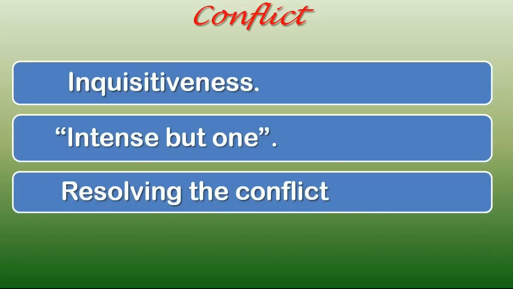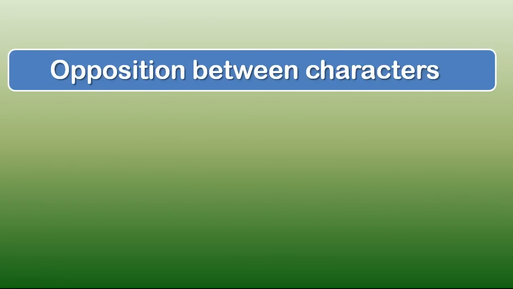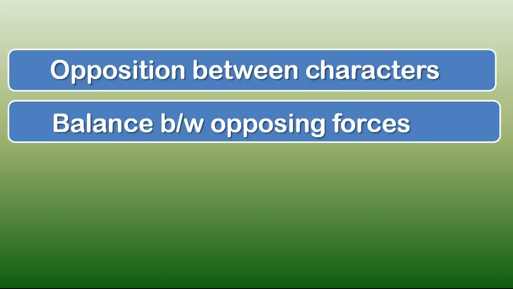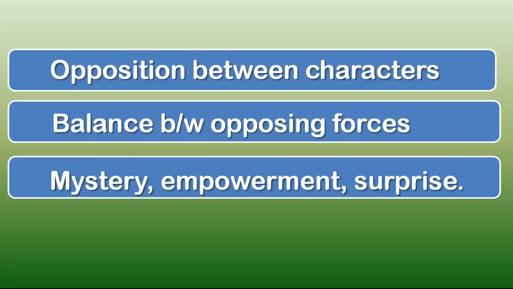The next rule, resolve the conflict. Whichever conflict you have introduced, you then use the characters which you have introduced to resolve this conflict. The next rule, opposition between the characters. Now this is a kind of conflict which you can introduce. You can create an opposition between the characters of the story. And then you can make a balance between these opposite characters. You can use these elements in your conflict. They can be mystery, empowerment, or surprise.